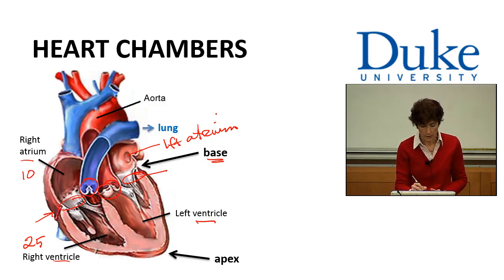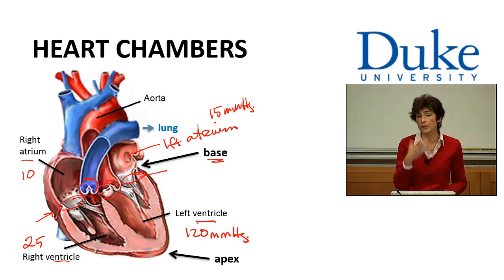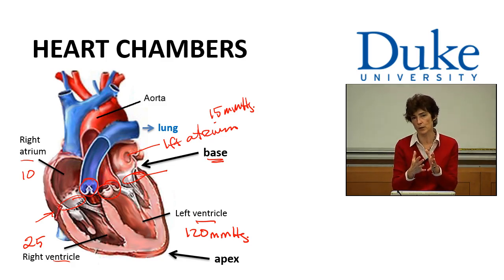The left atrium generates 15 millimeters of mercury when it contracts, and the left ventricle 120 millimeters of mercury when it contracts. And so therefore the left ventricle is generating the most pressure within the entire system. And it has the thickest walls. It is the chamber with the thickest walls.